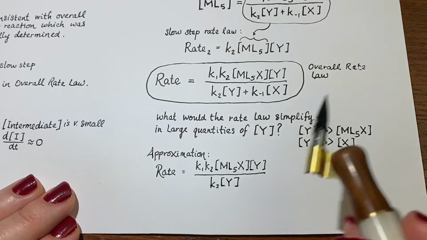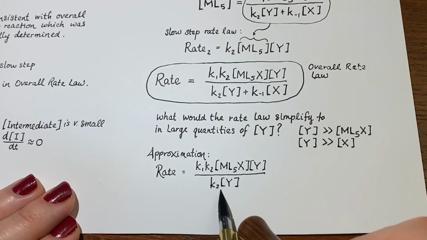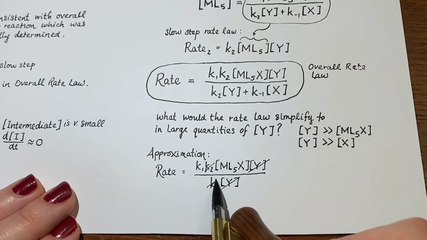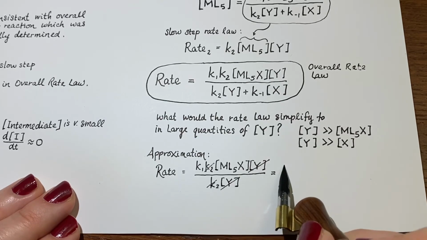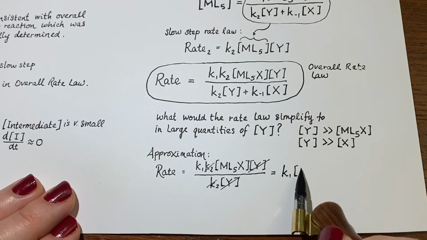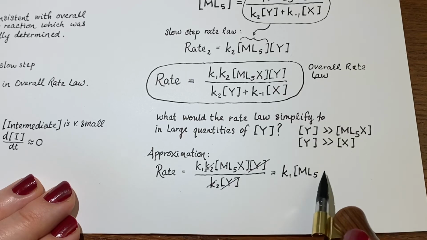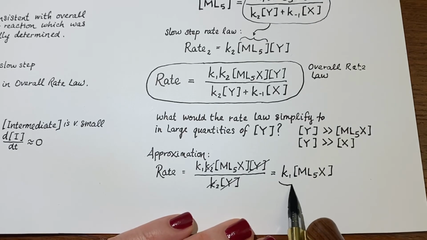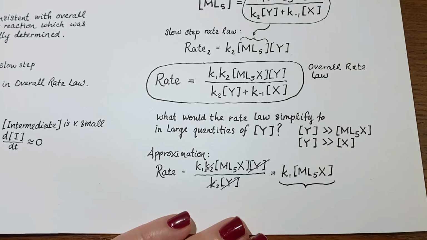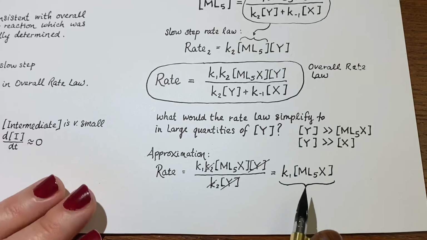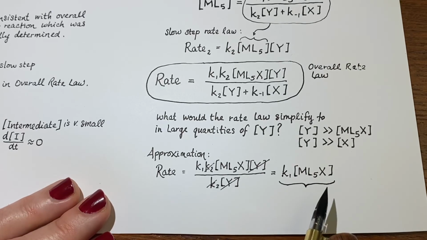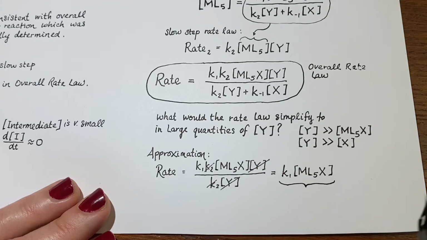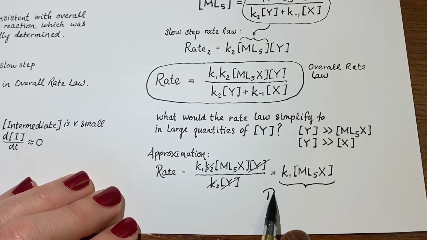But look at this. Y can now directly cancel out. K2 cancels out too, mathematically. So we end up with this rate law. K1 multiplied by ML5X. We now have simplified enormously to a first order reaction. But because this was created by conditions, by changing the conditions, by just putting in a lot of Y, a lot of the incoming ligands, this is called pseudo first order.